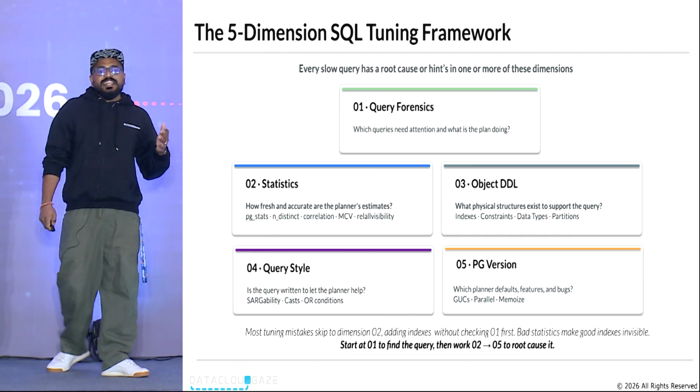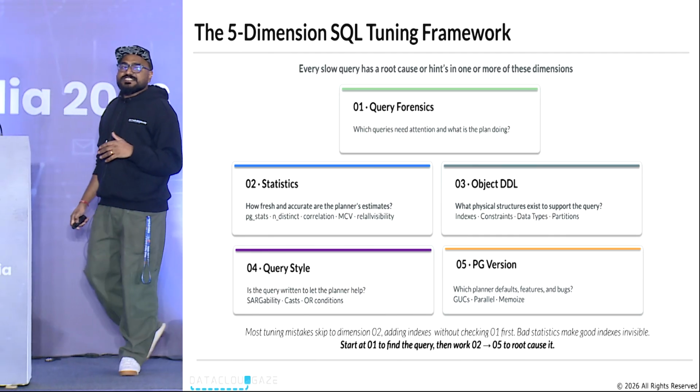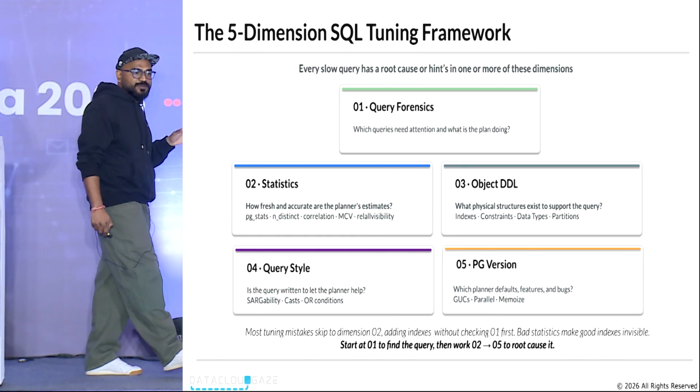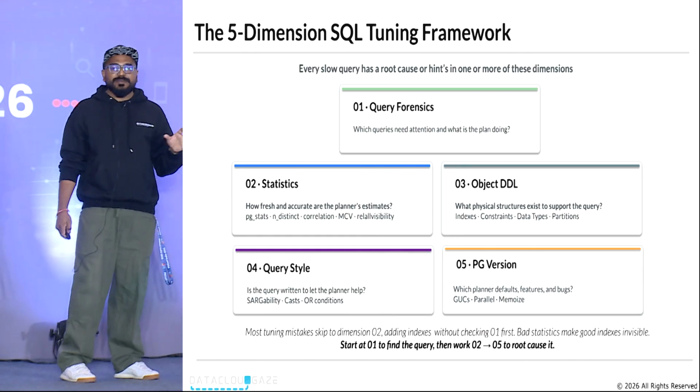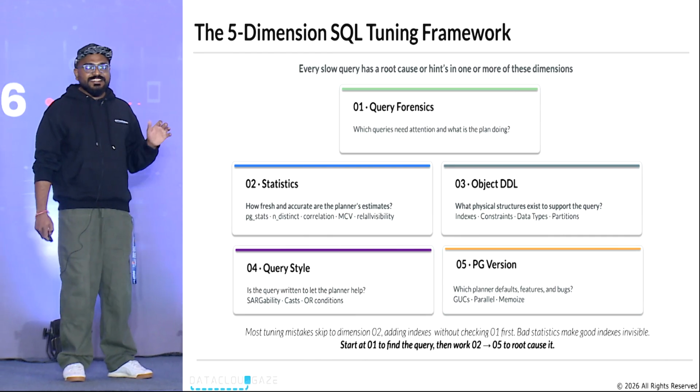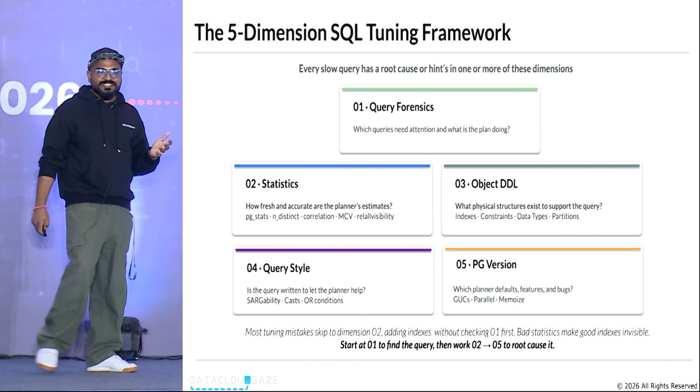Second, the planner thinks based on the statistics that you have for a table and for a column, and all those statistics come as part of the statistics portion. That is primarily the metadata that you have for all of your tables and columns. That's the second foundation pillar that we have to understand.